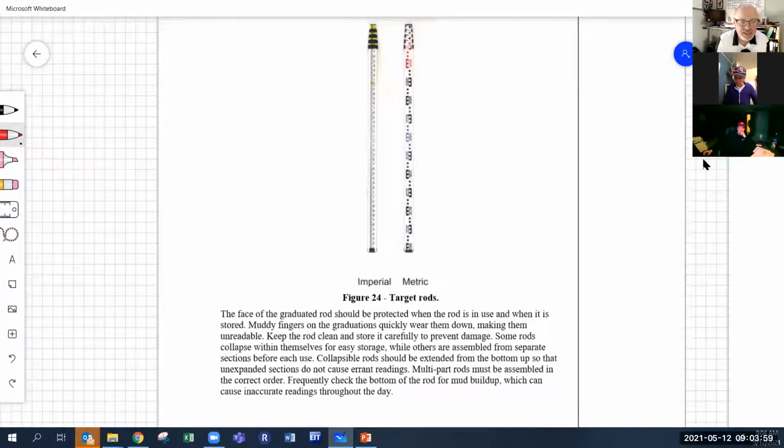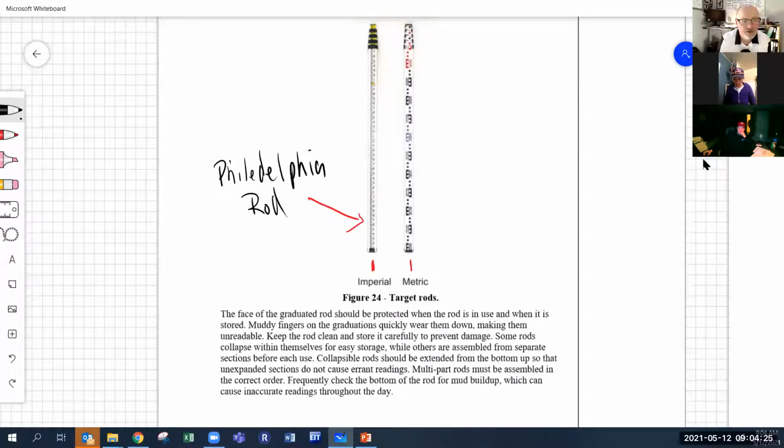So this is an imperial measure rod, and this is a metric. This one, put a note here, is sometimes referred to as, I can't even spell this, let me just get the correct spelling here. Philadelphia rod for the imperial rod. I don't know why, they just call it the Philadelphia rod. And it is what it is. That's what they call it. So that's the imperial rod and the metric rod, and we'll show you how to read those correctly.